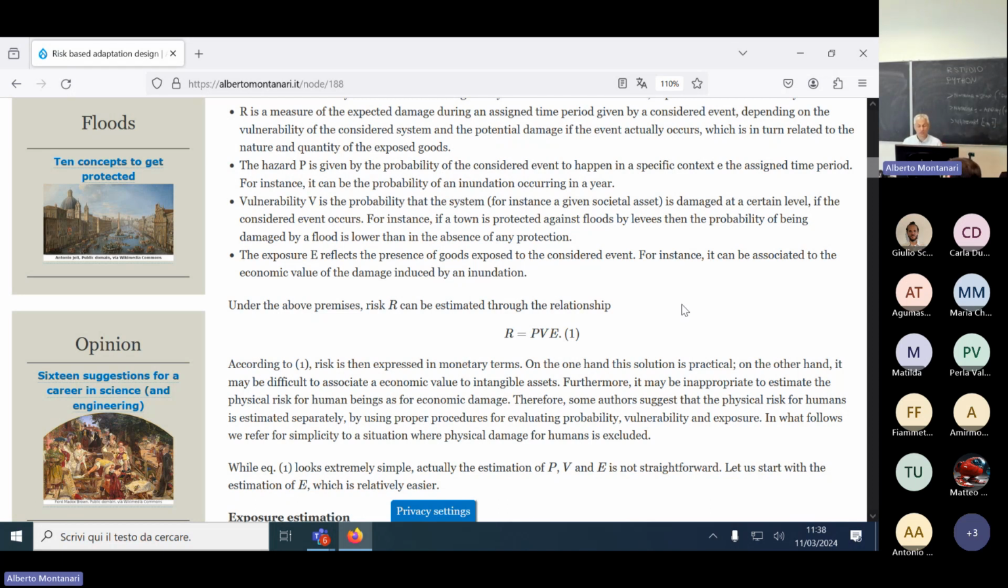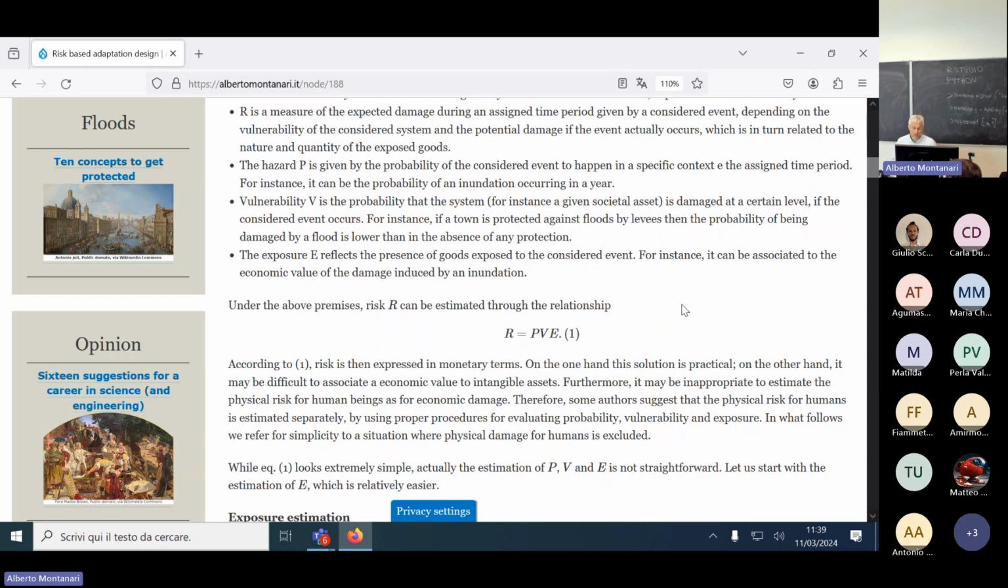Adaptation gets into this equation through V, but also through E, because we could also decide to reduce the exposure. So why build in an area that is exposed to flooding, building an industrial settlement which has a high value? We may reduce exposure, okay? So I think, as I said, this representation is nice because it's very clear.